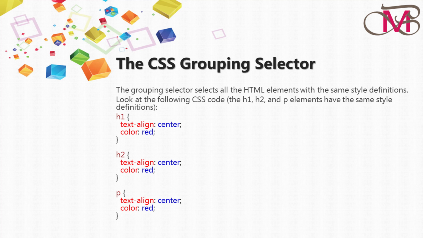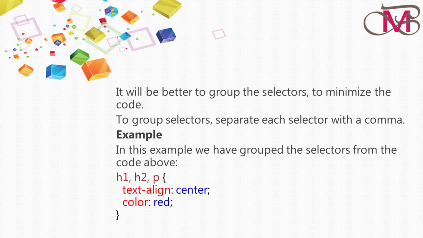The CSS grouping selector. The grouping selector selects all the HTML elements with the same style definitions. Look at the following CSS code. The H1, H2, and P elements have the same style definitions. It will be better to group the selectors to minimize the code. To group selectors, separate each selector with a comma. Example. In this example, we have grouped the selectors from the code above.